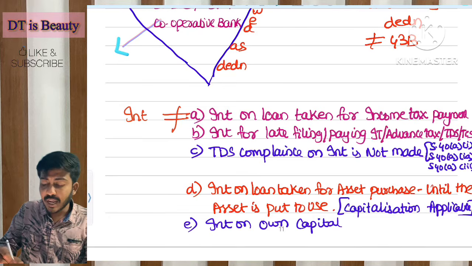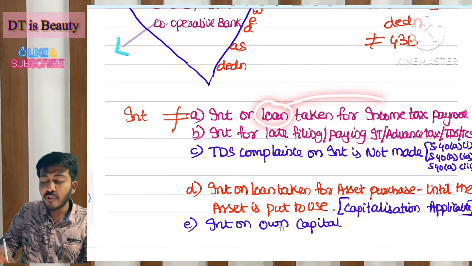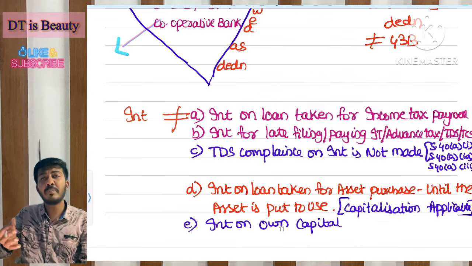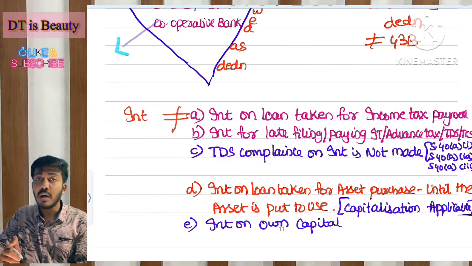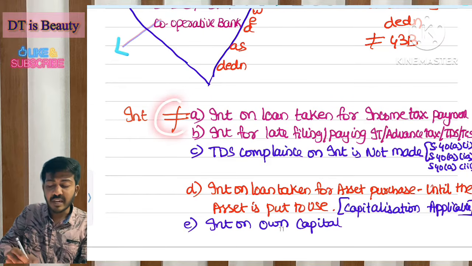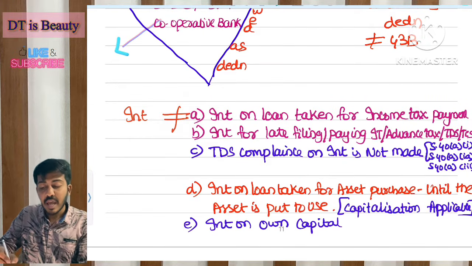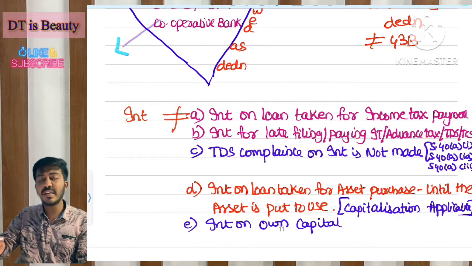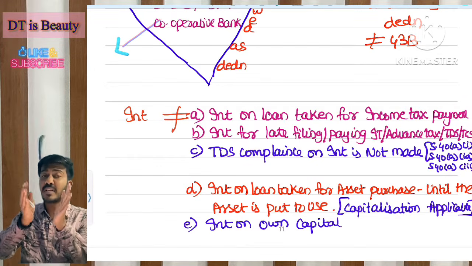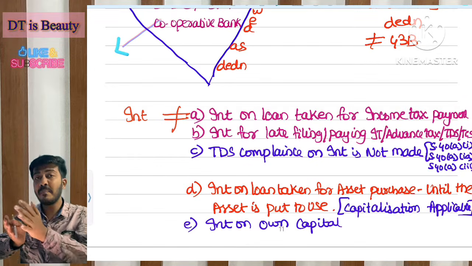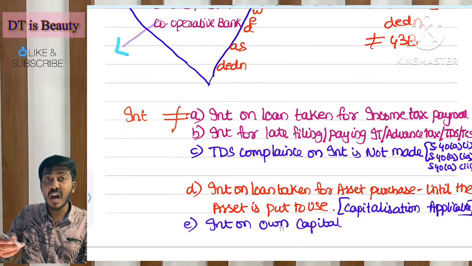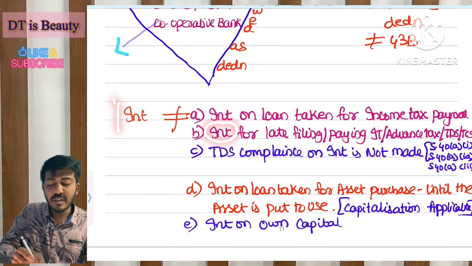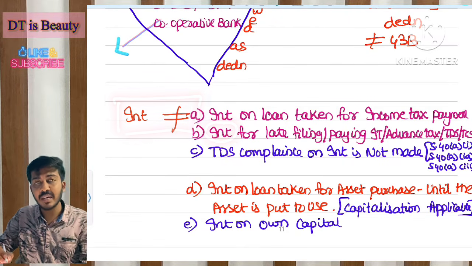Interest on a loan taken for paying income tax: you don't have money to pay income tax, so you have taken a loan. Now on this loan you will pay interest, right? That is never allowed as a deduction. Interest for late filing, or late payment of income tax, advance tax, TDS, TCS: income tax prescribes certain deadlines, and if you pay beyond the deadlines, they will charge interest. That interest is also not an allowable deduction.